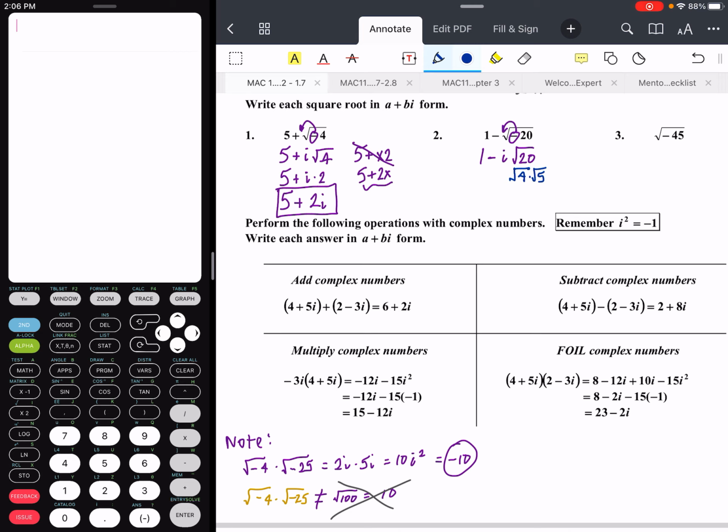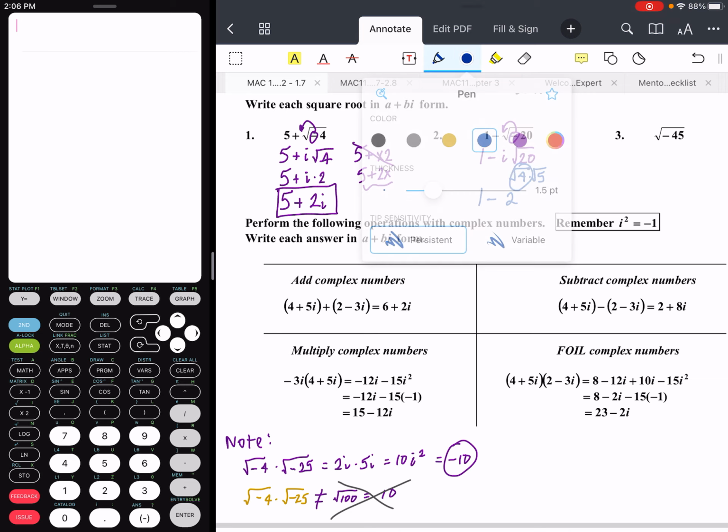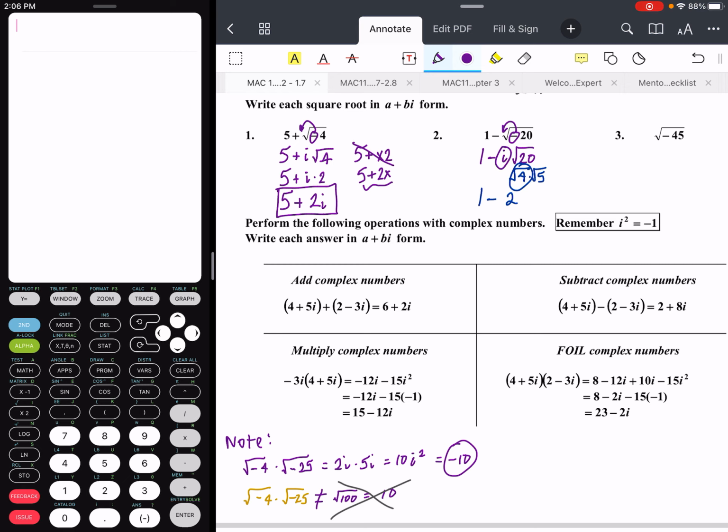And then square root of 4, of course, can simplify to 2. So I've got 1 minus, the square root of 4 becomes 2, I still have that i from before that I pulled out, and then I bring down that square root of 5. 1 minus 2i square root of 5.